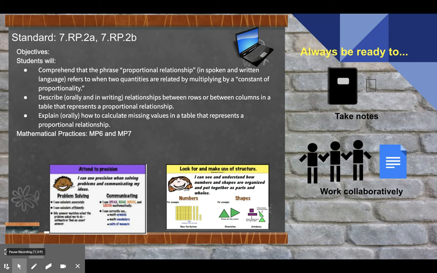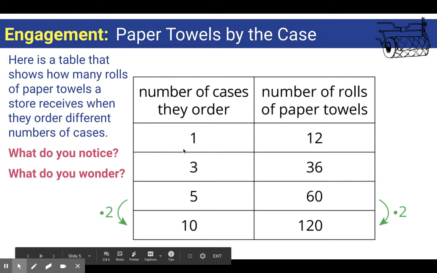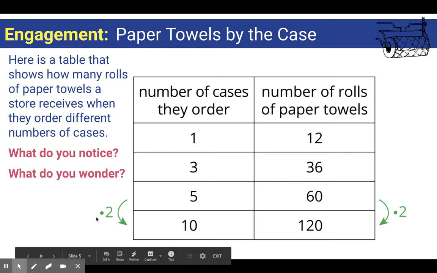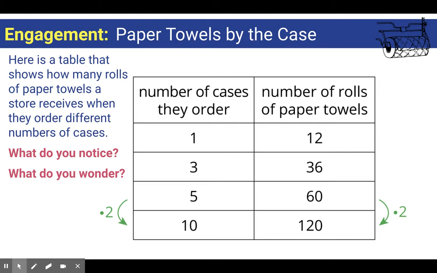Now that we've had a chance to copy this down, let's jump into our engagement activity for today. So our engagement is paper towels by the case. So here's a table that shows how many rows of paper towels a store receives when they order different numbers of cases. So I want you guys to take a minute to yourselves quietly.